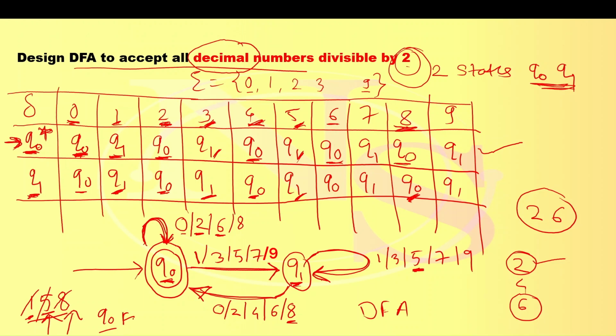Q0 is our final state. It means by reading 158, the automata is going to the final state, hence 158 is accepted, and it should be accepted because it's an even number, or we can say divisible by 2. Divisible by 2 means it's an even number, hence our automata is correct.